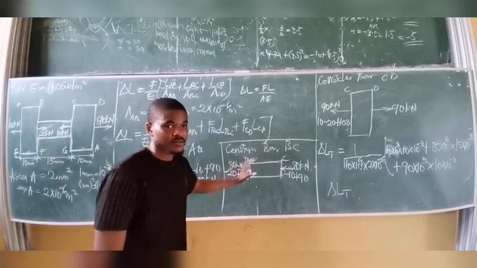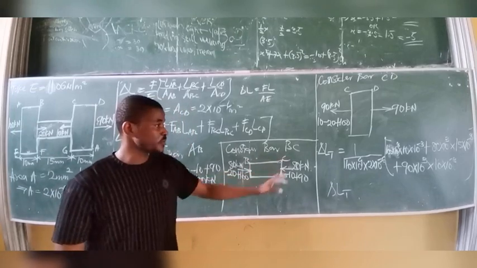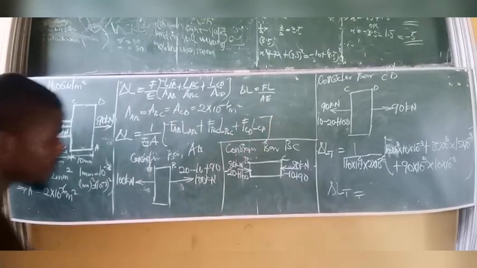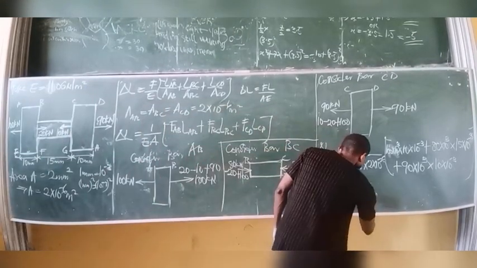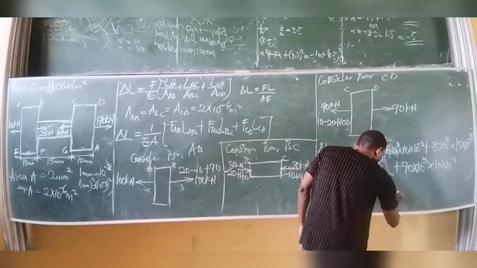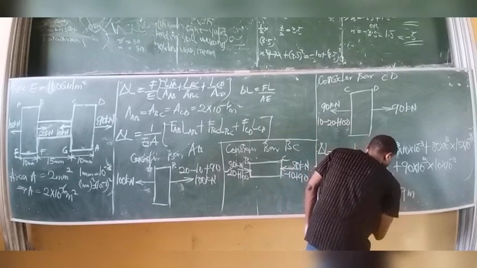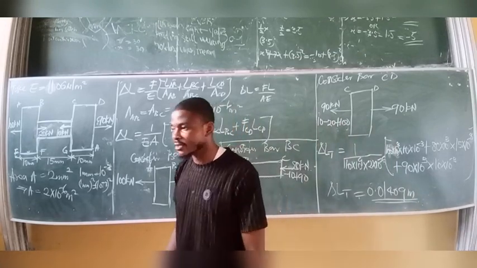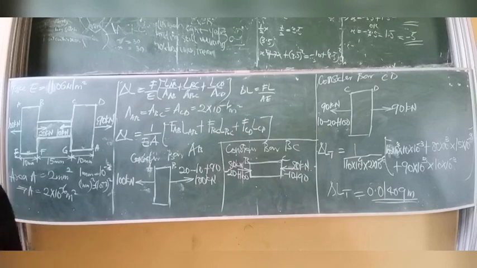So this is something you should consider. Please, what's the value? Give me the total answer. 0.01409 millimeters. So this becomes the total elongation. As simple as this. That becomes the total elongation.